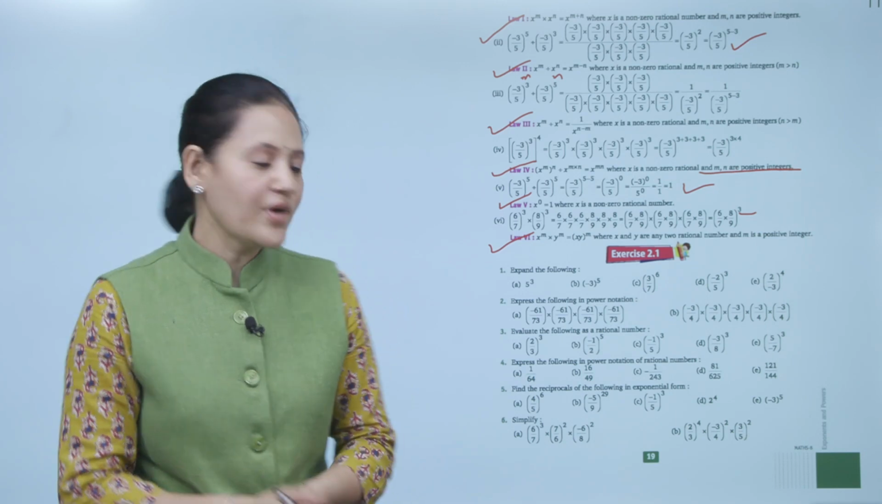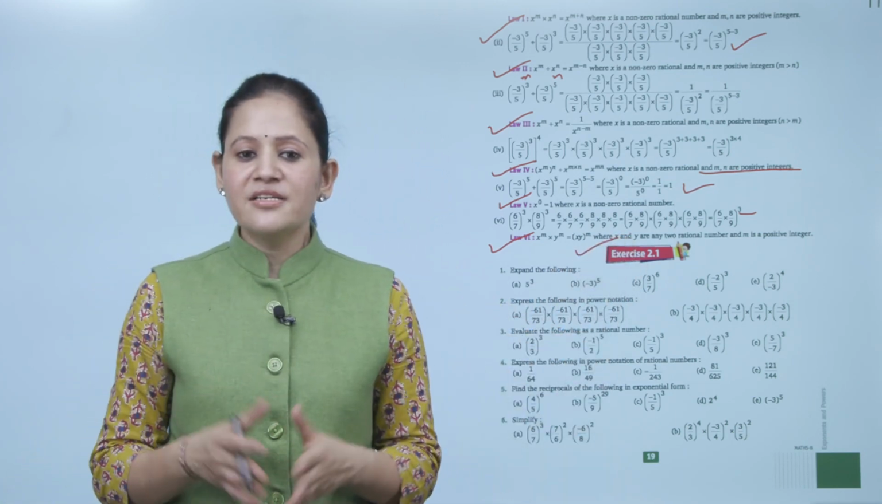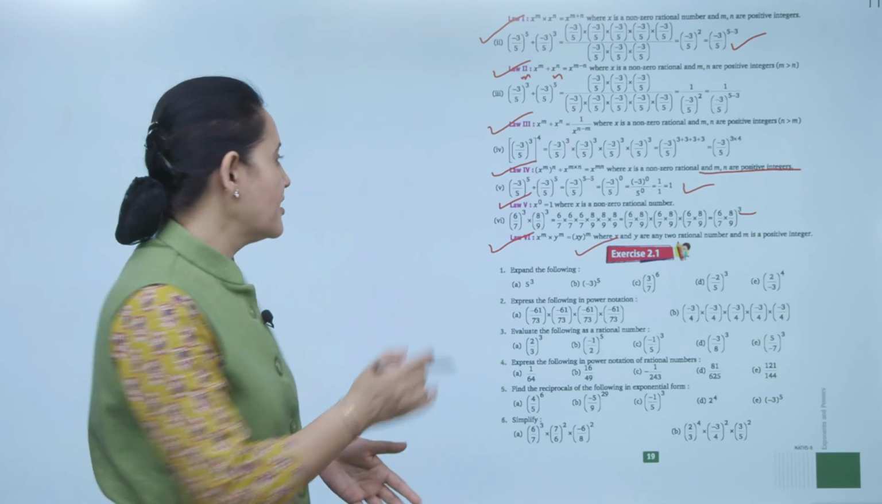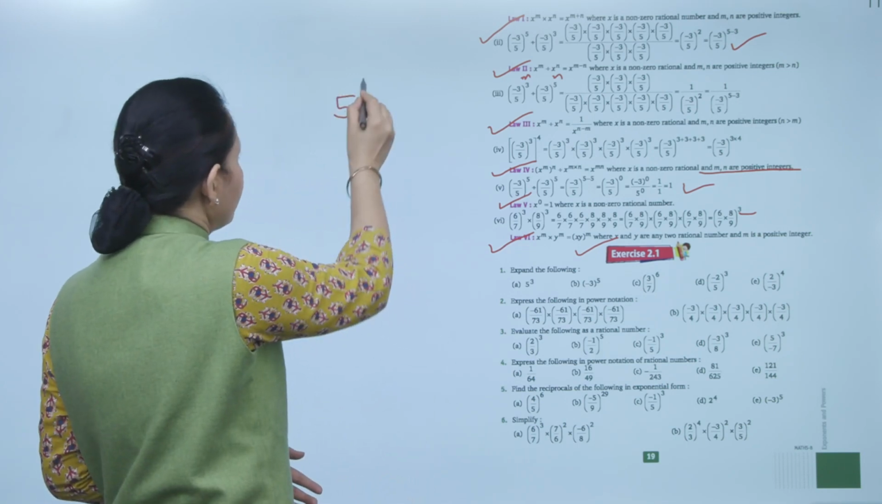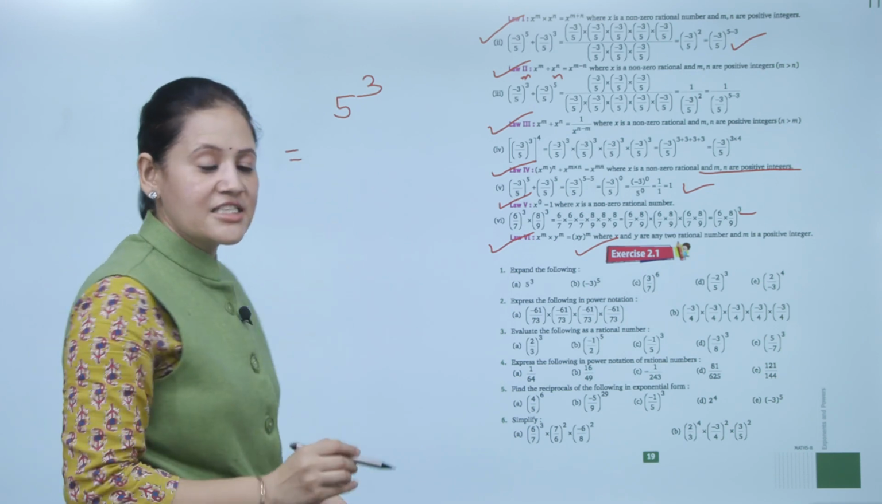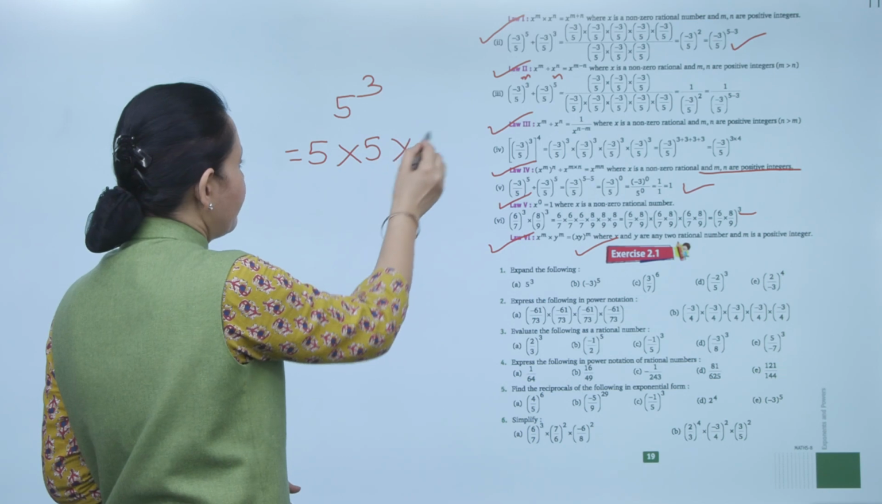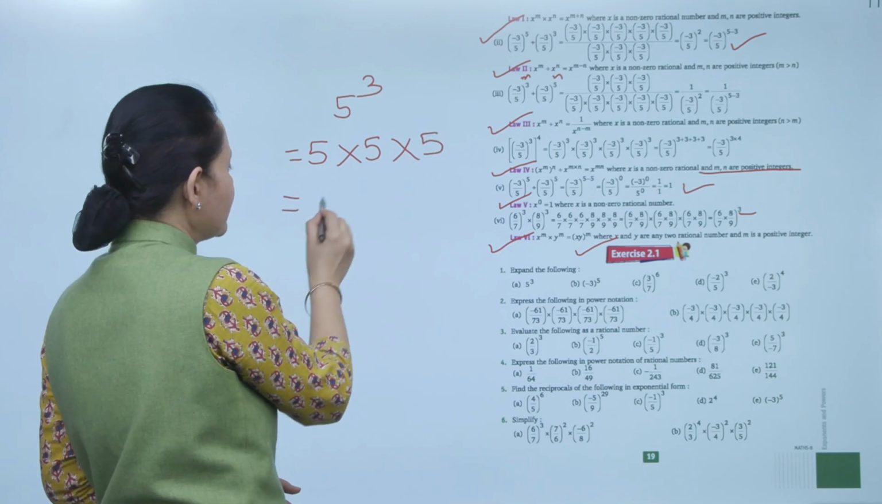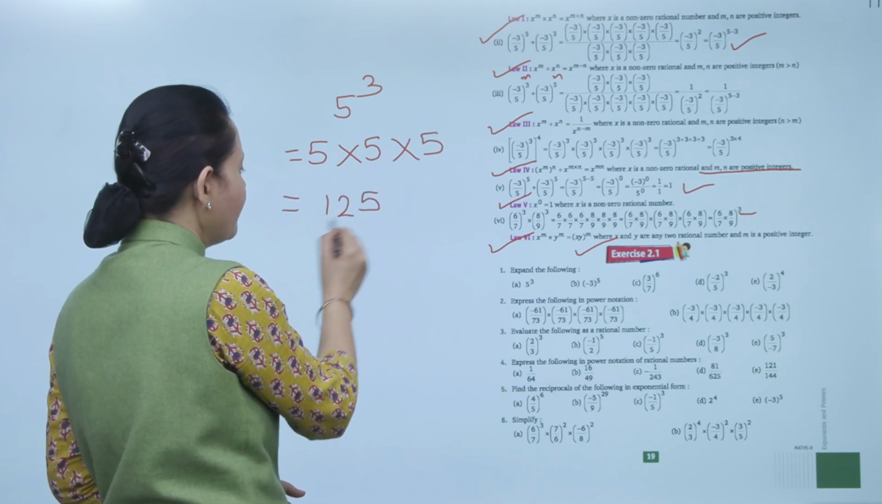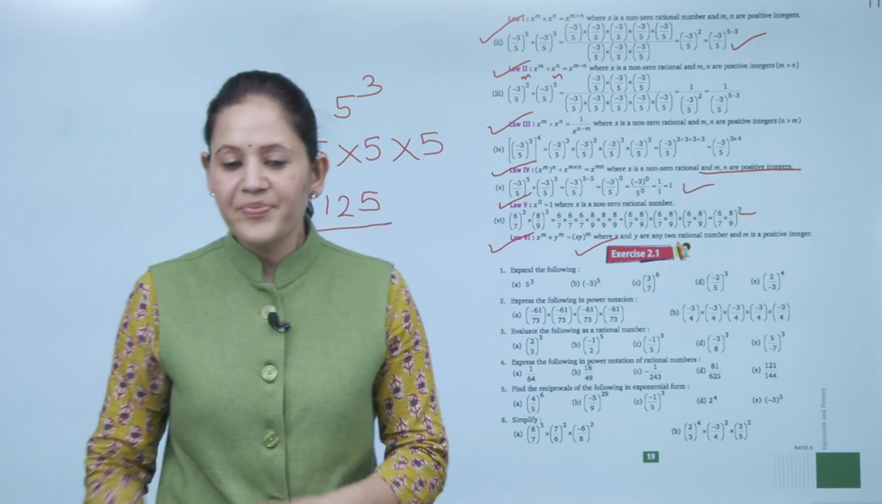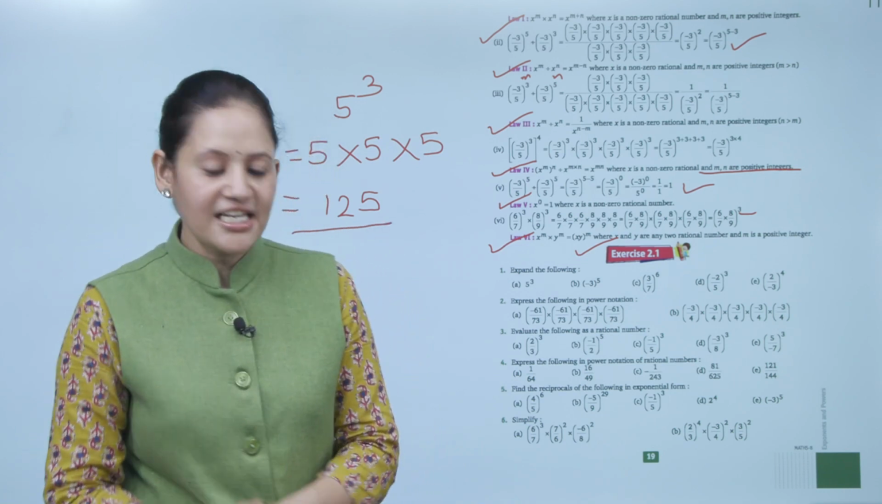Next is exercise 2.1. Expand the following: 5 to the power 3. We can write it as 5 multiplied by 5 multiplied by 5. So that is equal to 125. Clear? Practice all the questions of this exercise.